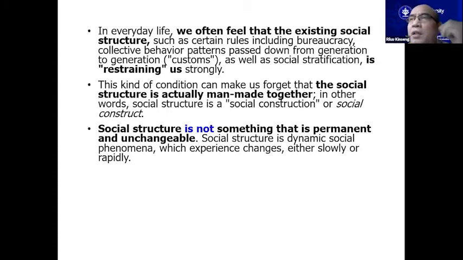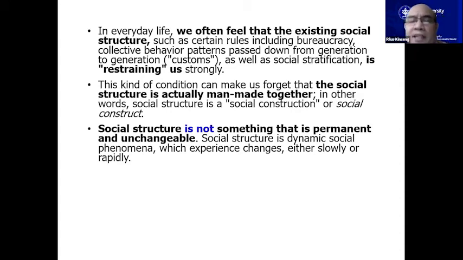If, for example, we dissolve the property right, then there will be no people who own much larger land while others have almost nothing. If we decide that there is no private ownership, for example. So actually, this is what we call a social construct. We construct it, we made it, we produce it together.